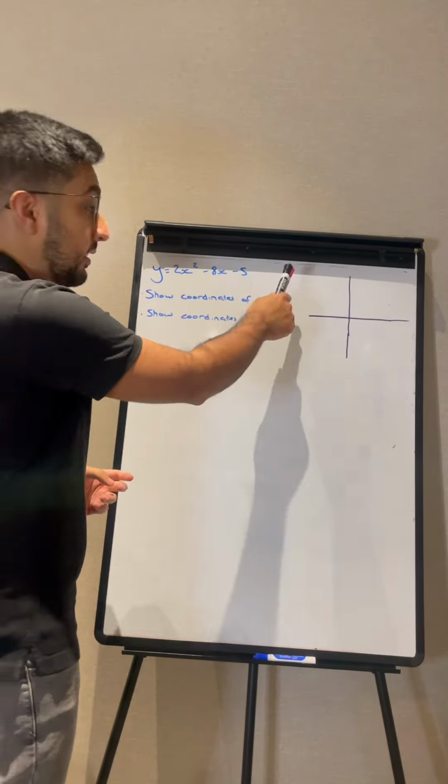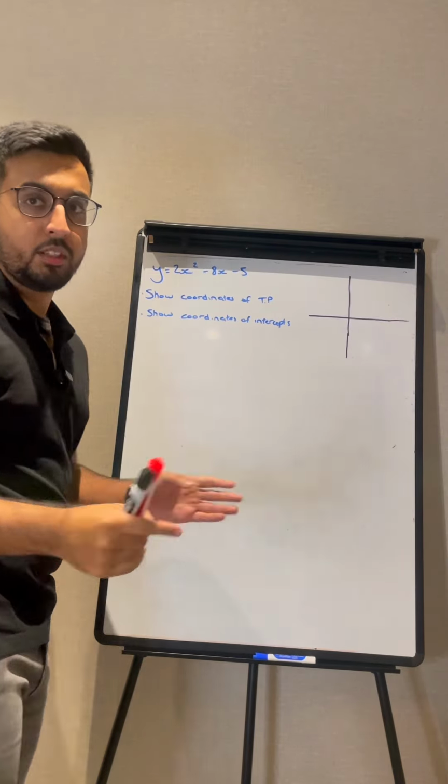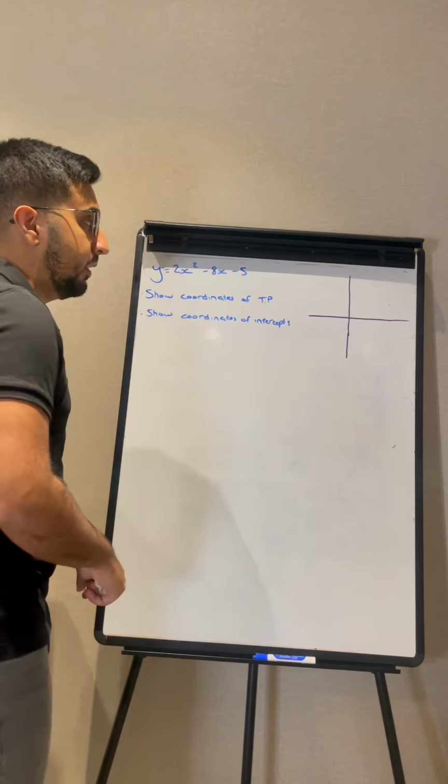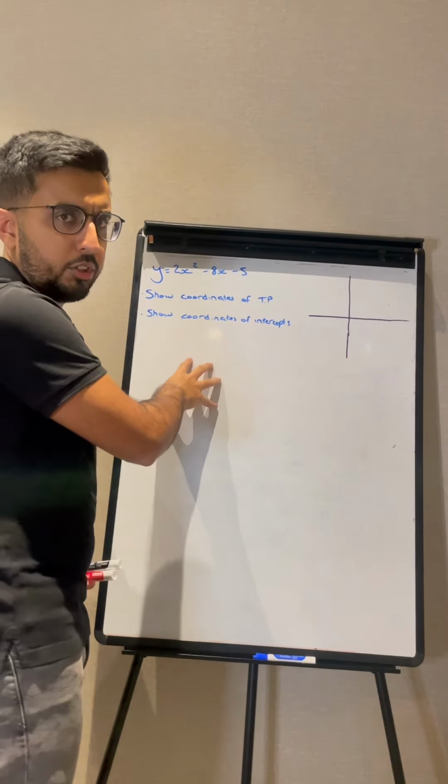We have a quadratic here. We want to show the turning points and the coordinates of the intercepts. The question does say exact form. So I've drawn the axes and we're going to think about what we want to do.